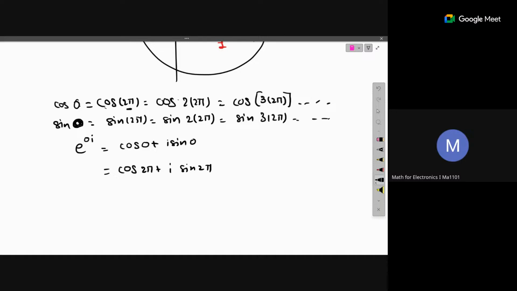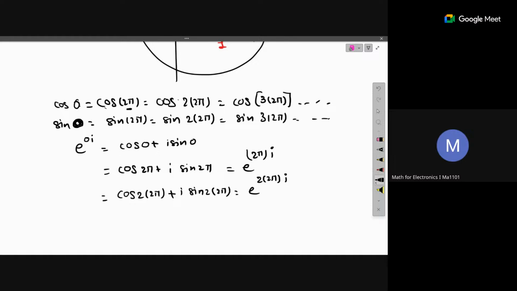But what will be the value of this in terms of e to the power iota theta? You can write this as e to the power 2 pi iota. Is that clear so far? Yes, ma'am. Now similarly, we can write cos 2 multiplied by 2 pi, which is nothing but cos 4 pi plus iota times sine of 2 multiplied by 2 pi, and this is the same as e to the power 2 multiplied by 2 pi iota.